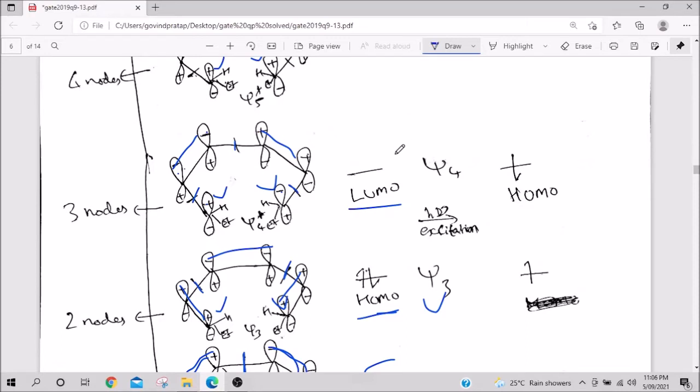So, psi 4, psi 5 and psi 6 do not have electrons. So, they are all UMO, unoccupied molecular orbitals, and the lowest energy between psi 4, psi 5 and psi 6 is psi 4. Psi 4 is the least energy. So, this is LUMO.